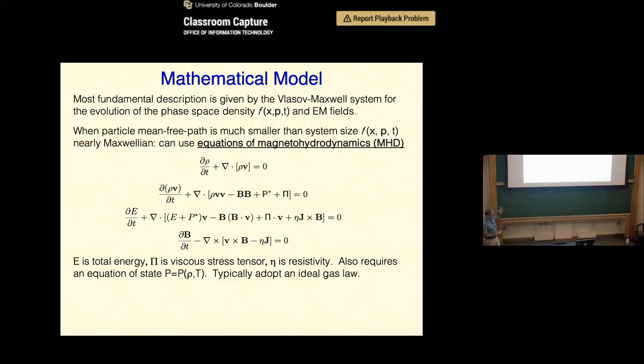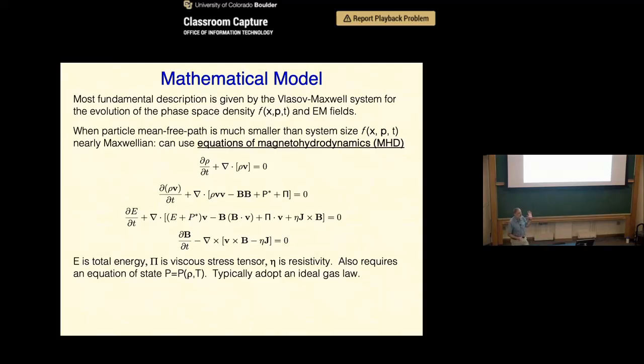So, a continuity equation just expressing conservation of mass, a momentum equation, an energy equation with the appropriate Poynting fluxes for the magnetic field fluxes, and an induction equation to evolve the magnetic field, just one of Maxwell's equations. And the system is closed by an equation of state, which comes from the fact that the distribution function is Maxwellian. You can make that closure.